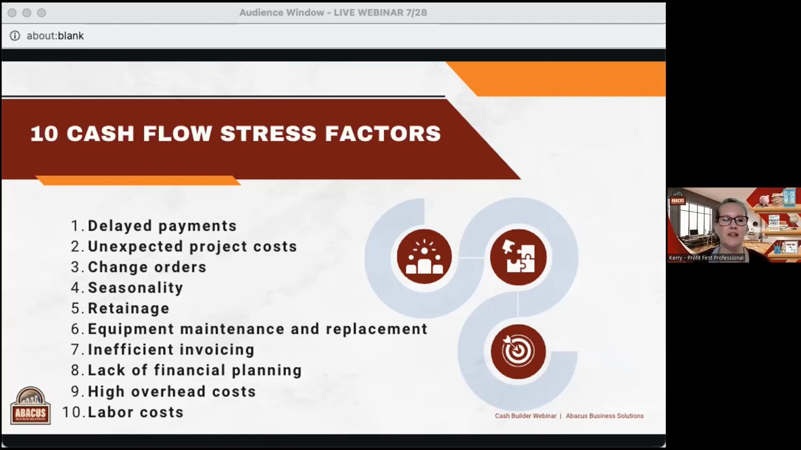So there's various cash flow stresses that come. Moving away from Profit First directly and just talking about different aspects that can be stressful in a business. Some of these are related to construction, and some of these are related to every business. So first, we're going to talk about delayed payments. It's quite common in a lot of industries, and particularly construction, to experience delays in receiving payments from your customers. And that can make cash flow really, really challenging.